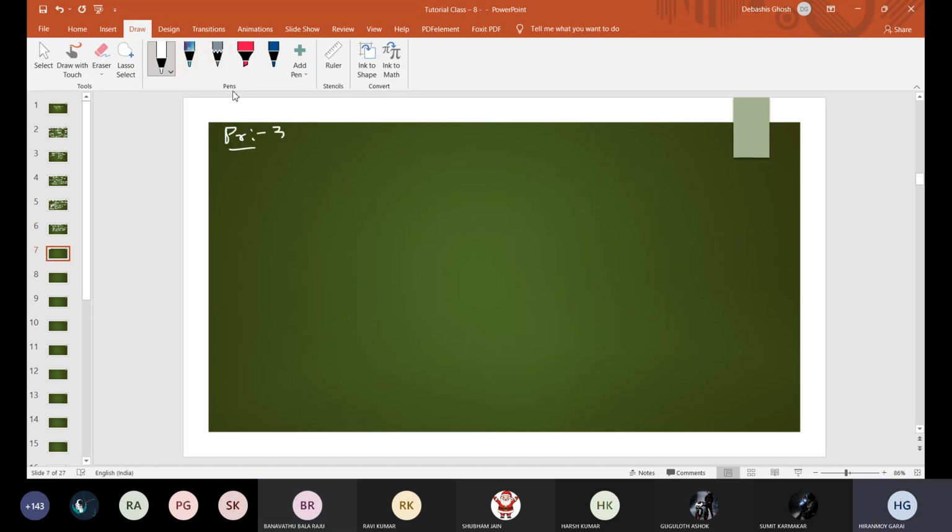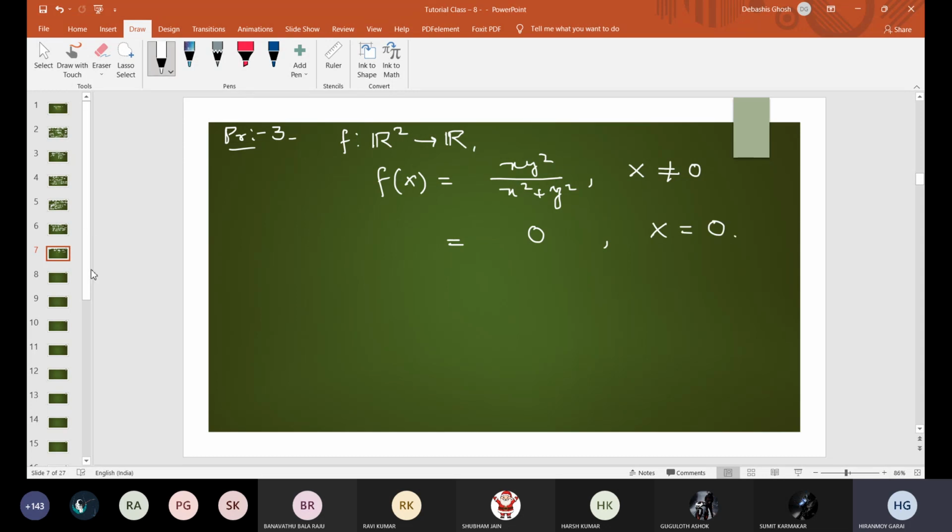So problem 3. We consider the function f mapping R2 to R, defined by f of x equals x y square divided by x square plus y square for x not equal to 0. We have to show that f is continuous.